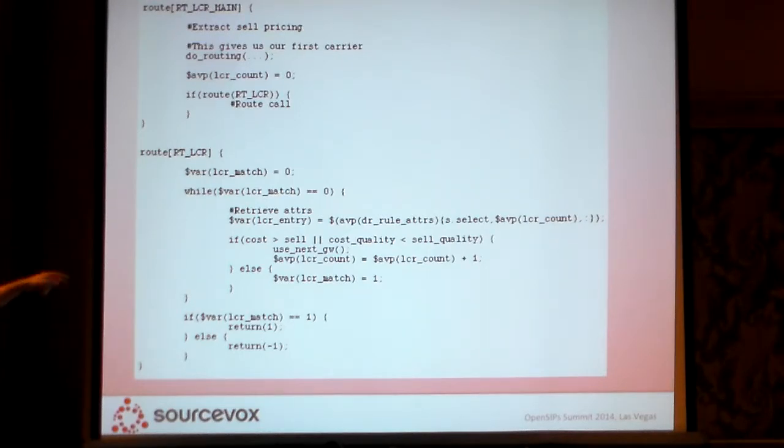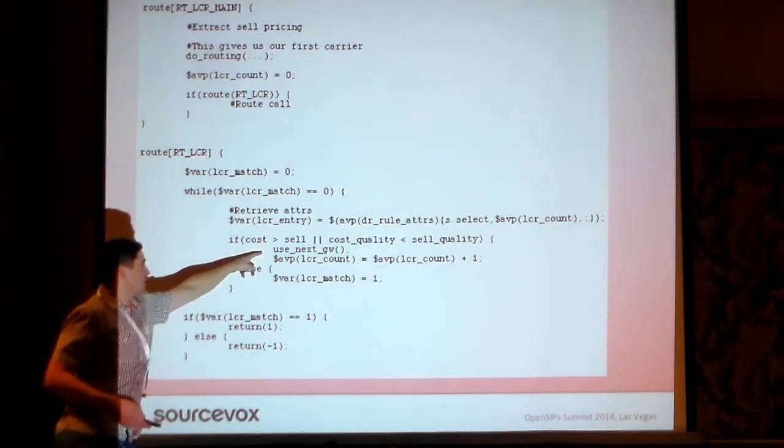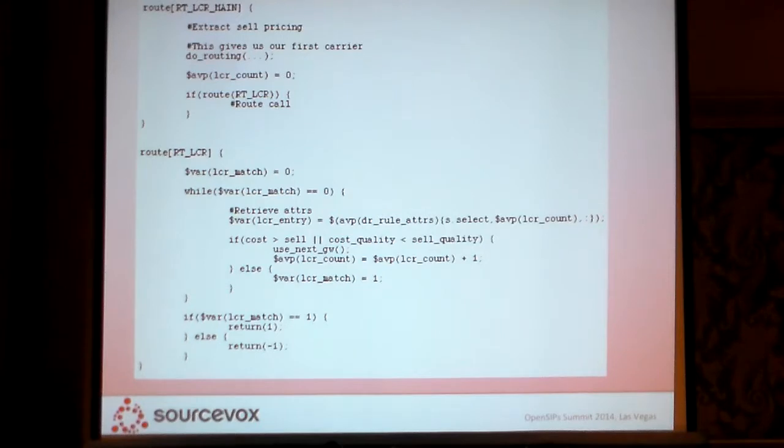Then using that 0th list of attributes, we compare cost and sell, compare quality, sell quality, and if they don't match, then we call the useNext gateway function. What this does is makes OpenSIPS move on to the first element in the array that the gateway is going to route to. And again, we've mirrored what OpenSIPS is doing. We've increased our LCR count to 1. Then when the while loop gets executed again, we pull up the attributes that correspond to the first carrier as opposed to the 0th carrier. So basically we're comparing like with like. And eventually we'll get to a carrier that we want to use to send the call. The route LCR will have succeeded and the call will route.